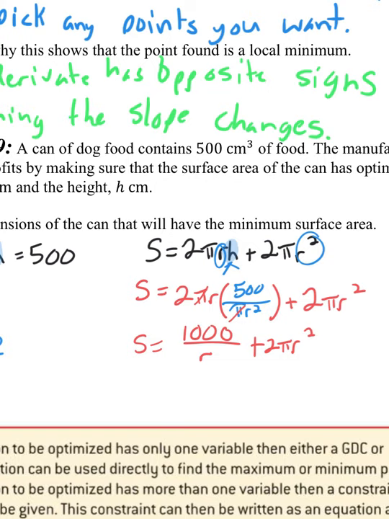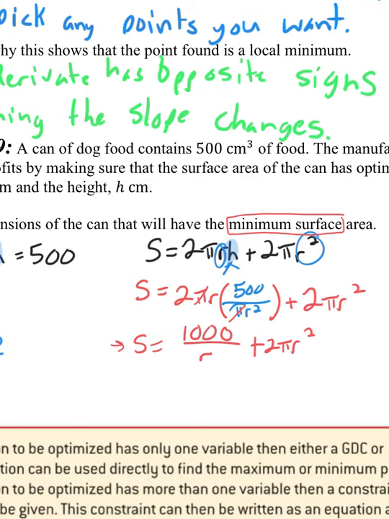For these ones, we're looking for maximums and minimums. This time we're looking for the minimum surface area. So we could go ahead and graph this equation in terms of x's, like y equals 1,000 over x plus 2 pi x squared. And that's going to hopefully find the minimum value.